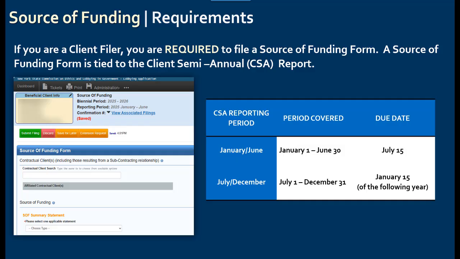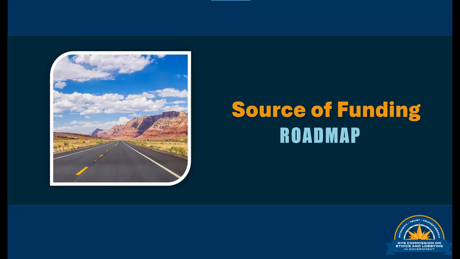If you are a client filer, you are required to file a source of funding form. A source of funding form is tied to the client semi-annual report. Please note that client filers are required to submit a source of funding disclosure even if the client semi-annual report is auto-generated by the lobbying application. Today, we'll provide you with a roadmap to follow for the best way to file your source of funding form and, if applicable, to disclose your sources of funding.